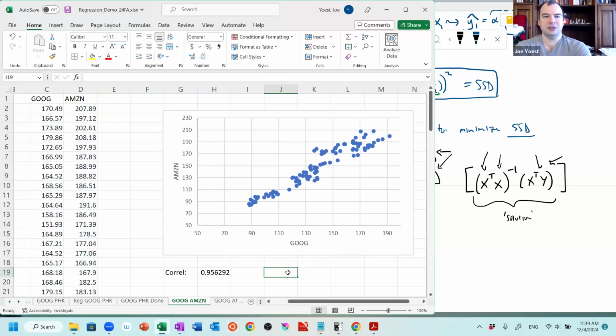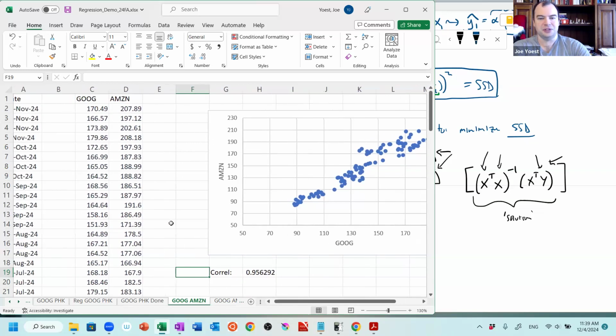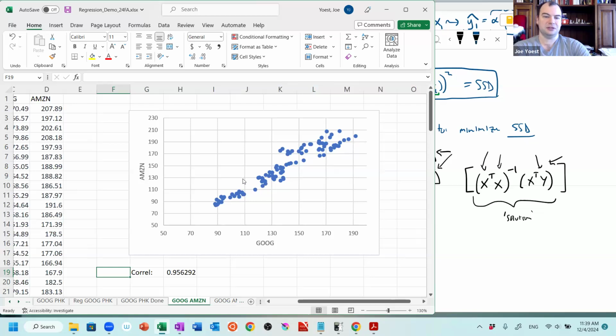But yeah, Amazon and Google, both tech companies. I mean, Amazon, I guess, is kind of like a store, but they're more of a tech company than a store almost, right? Anyway, we can look at Amazon versus Google. Looking at the scatter plot, it looks like it's very close to a straight line. We see a correlation of 0.95. I mean, you can't get much closer to 1 than 0.95.